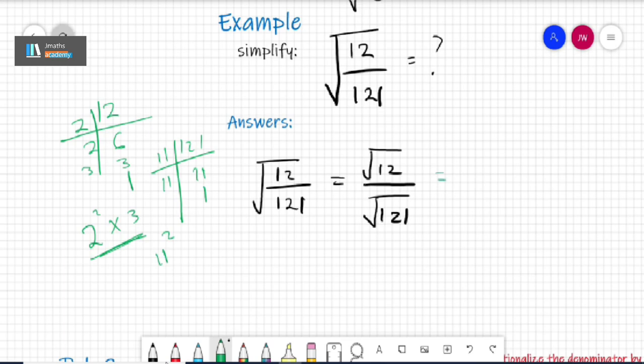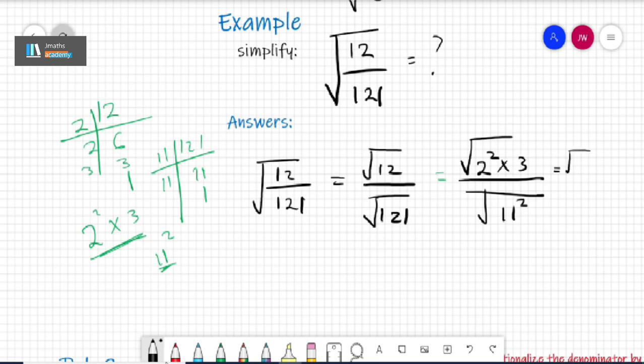11. Okay, let me simply substitute my factors. And for 121, we can still express 12 as what? 2 raised to the power of 2 multiplied by 3 over what? The square root of 11 squared. And so, according to our first rule of surds, I can break this down to 2 raised to the power of 2 multiplied by the square root of 3 over the square root of 11 squared.